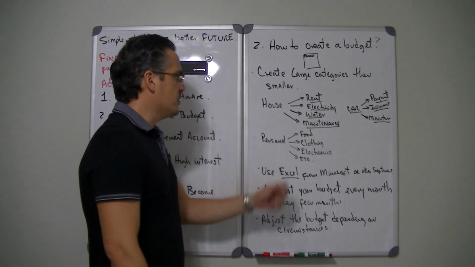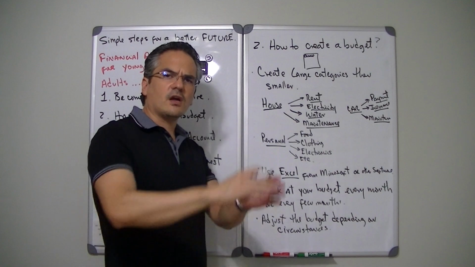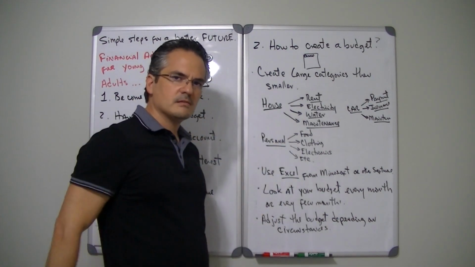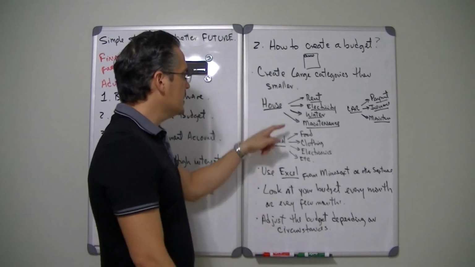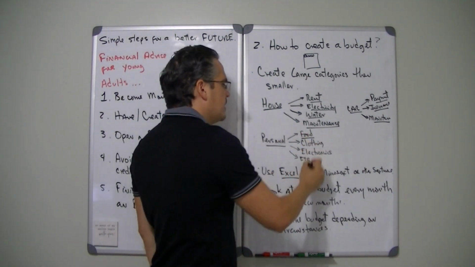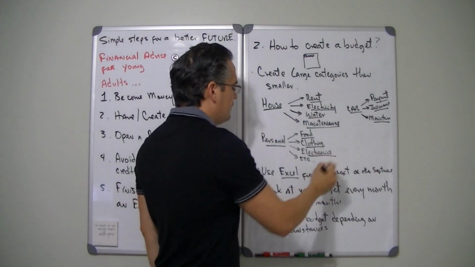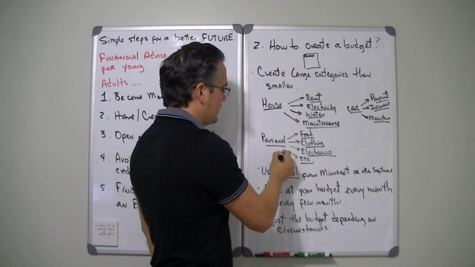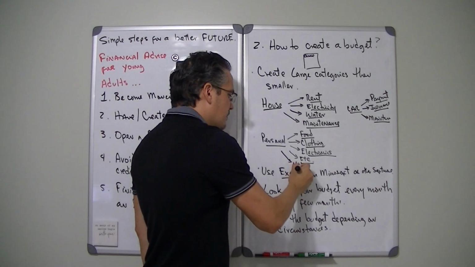Alright, personal expenses. So again, create a large category for personal expenses. Then after that, put the different categories on where you spend your money. Maybe you spend money on food. Maybe you spend money on clothing. Maybe you spend money on electronics. Maybe you spend money on video games. Maybe you spend money on, I don't know, a Netflix subscription.